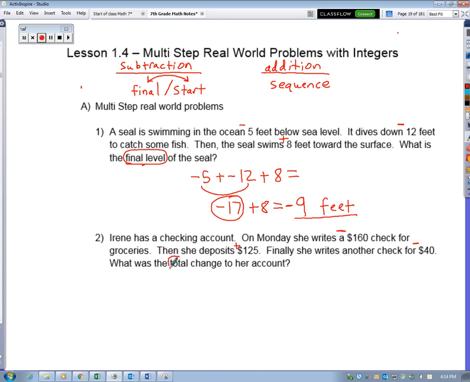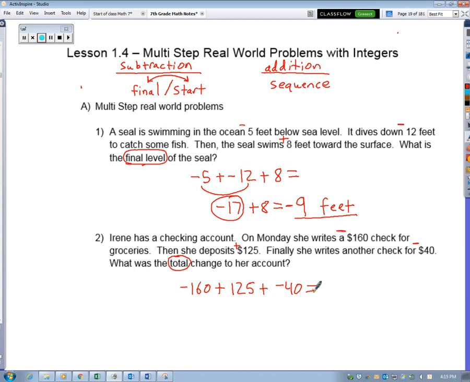Okay, this word total kind of gives us a clue that it's addition. And we also have the sequence here, a series of events that took place. She did this, and then this, and then this. So that's going to give us an addition problem. All right, let's add this up. We started with negative 160 plus 125, and that's a positive 125, plus the last thing that happened was the check for $40. All right, there's our numbers in place.